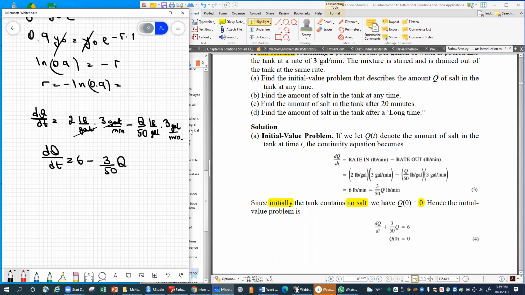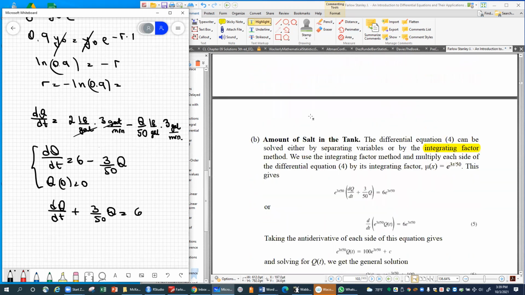And initially there is no salt, so Q(0) = 0, okay? And that's a linear equation. So mathematically, it's an illustration of the linear equation problem. So we can solve this, right?